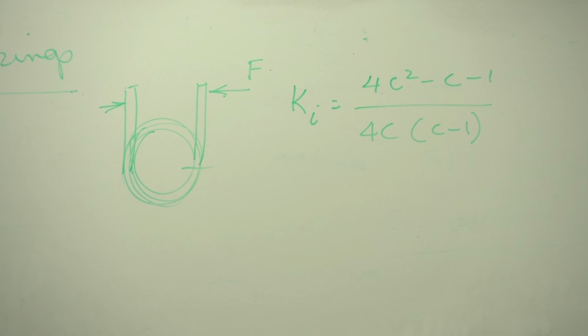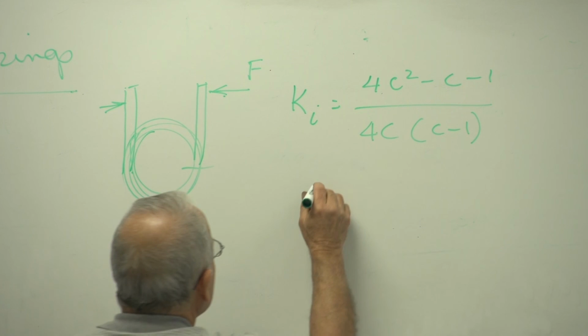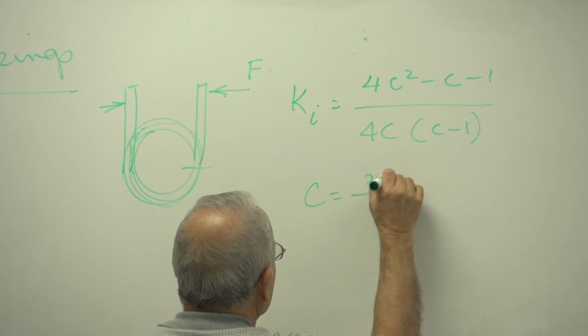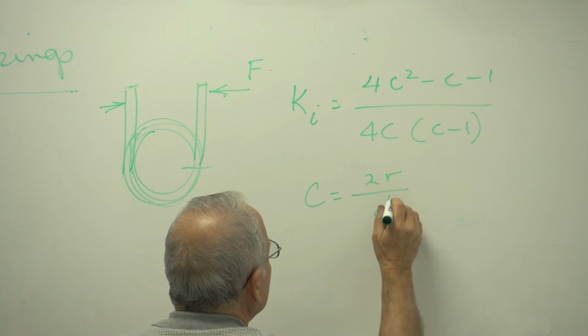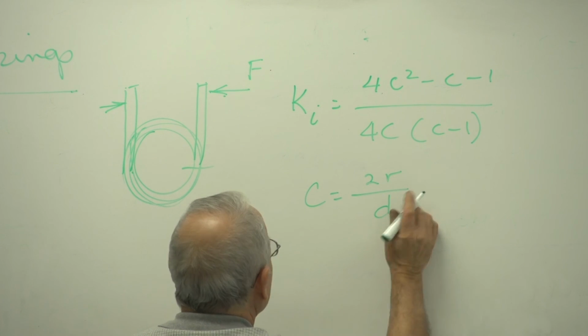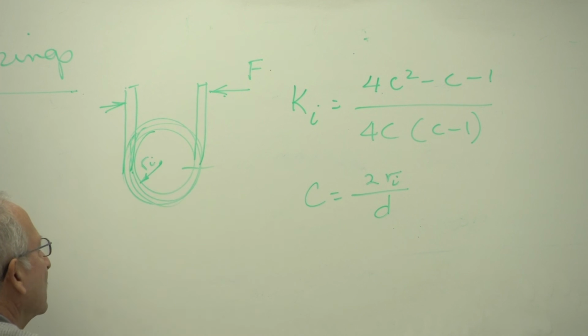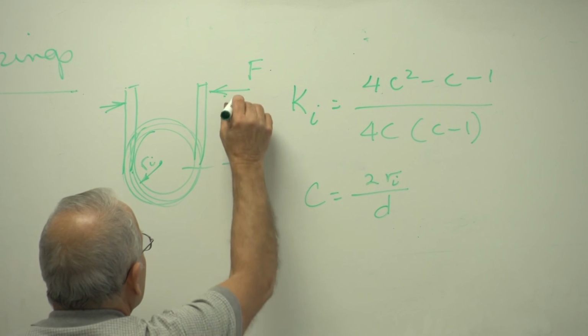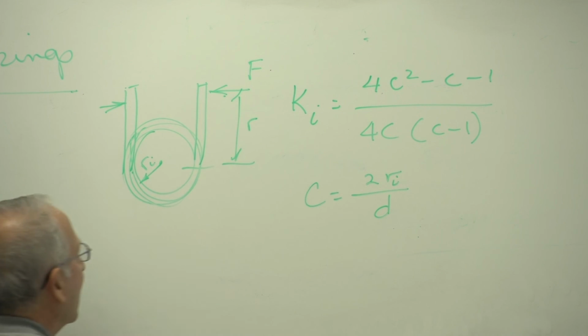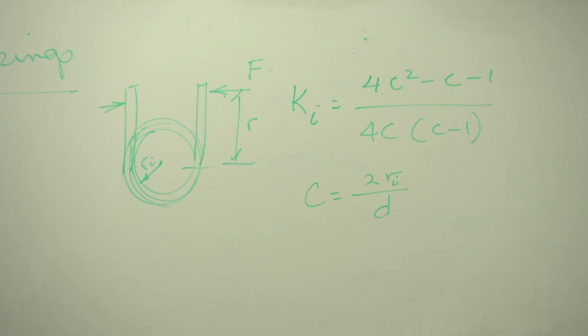And c, once again, as before, is 2Ri over d. If I call this distance r, then the moment that's generated in here is F times r on that spring.